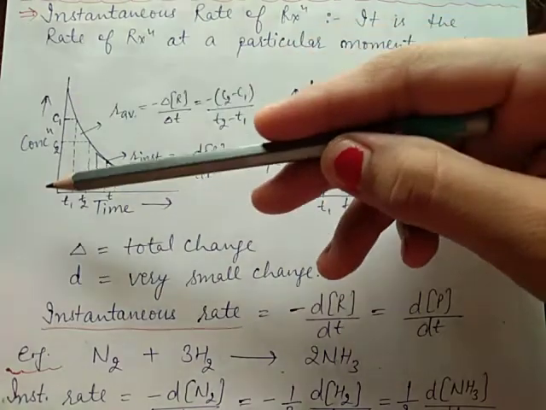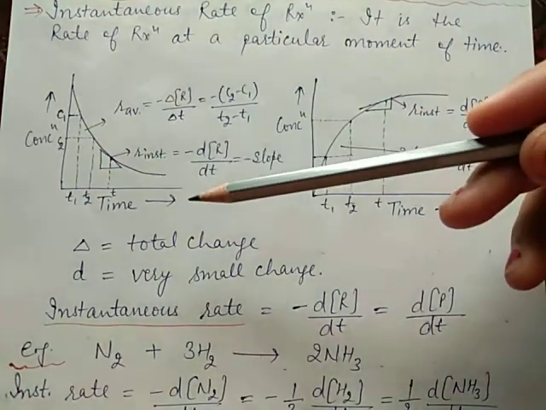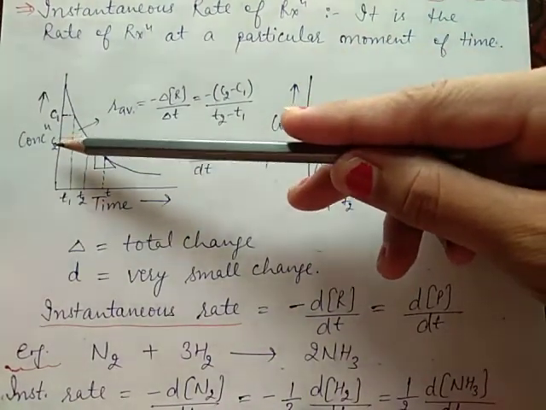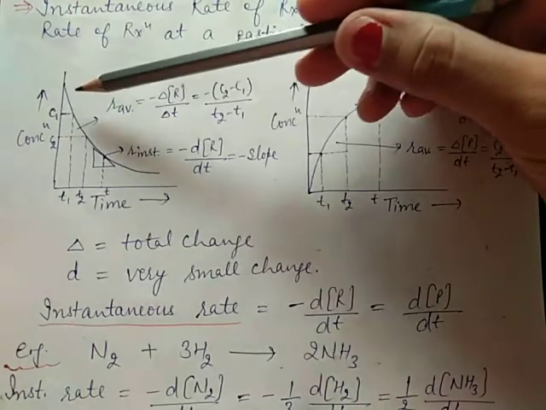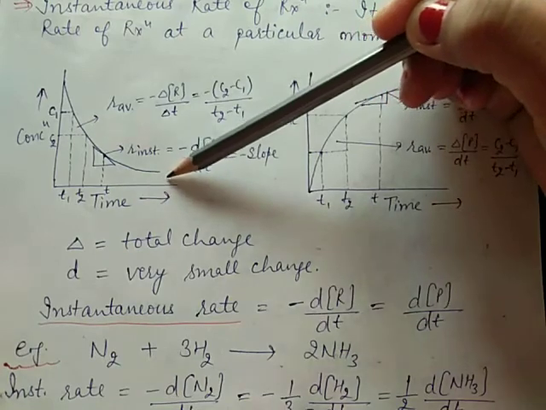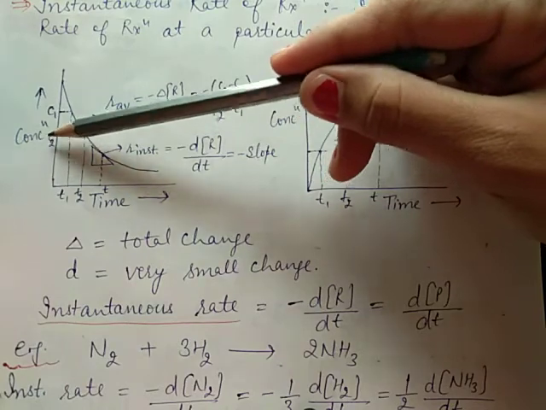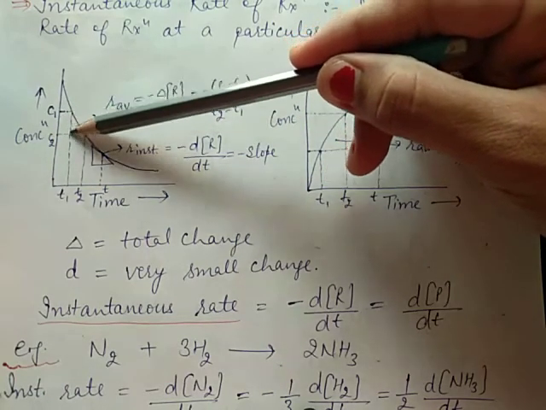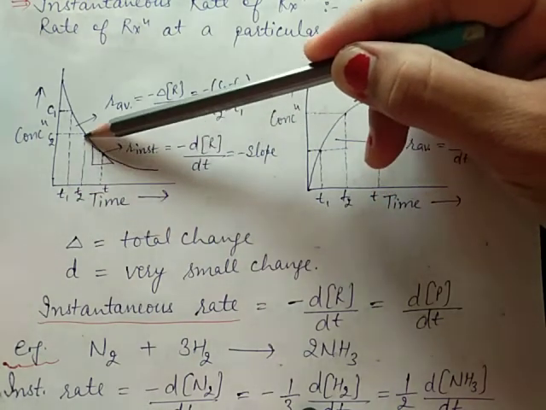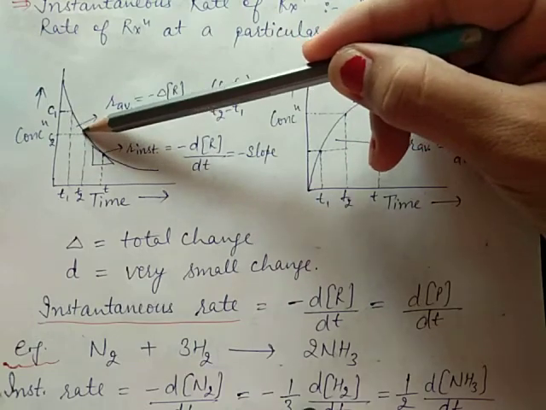First, this is the graph of concentration versus time of reactant. Suppose in the case of reactant, concentration decreases with time. At concentration C1, time is T1. At time T2, concentration is C2. So this is the average rate.